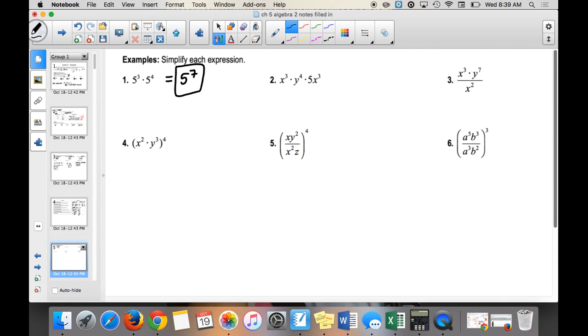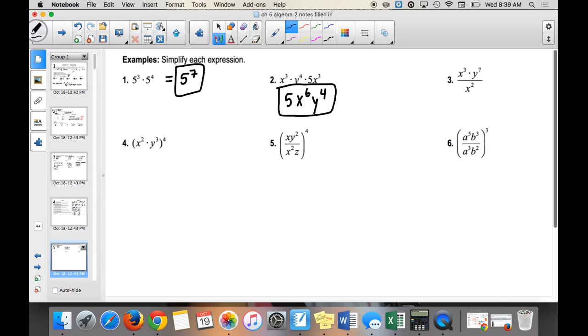The next one, we could rearrange all of the terms. I have a 5 out front. I'd have x cubed and another x cubed, so I have x to the 6th and then y to the 4th. These are the types of things that you definitely did in Algebra 1. Algebra 2 is always a little bit of a step up. We review what we did, and then we do a little bit harder.